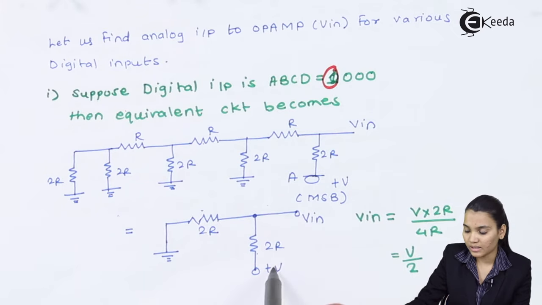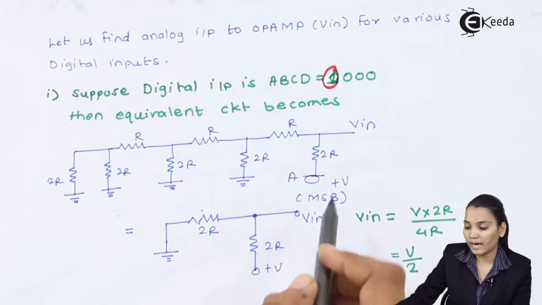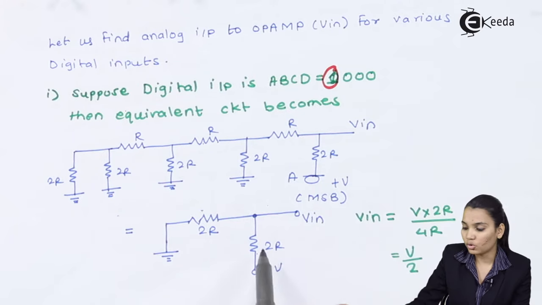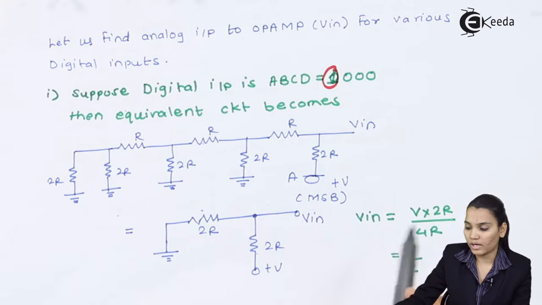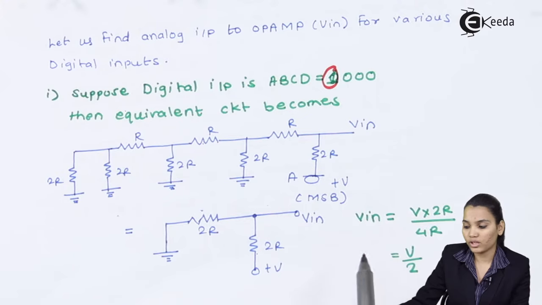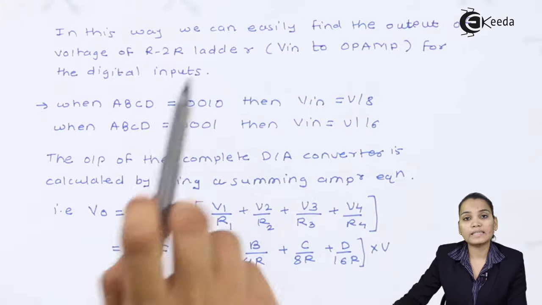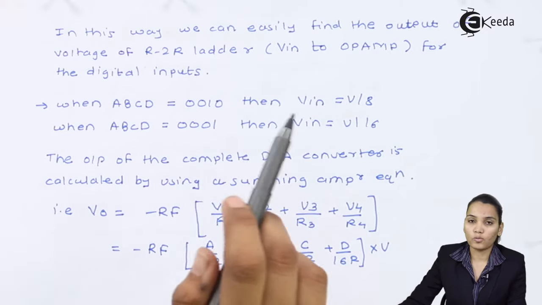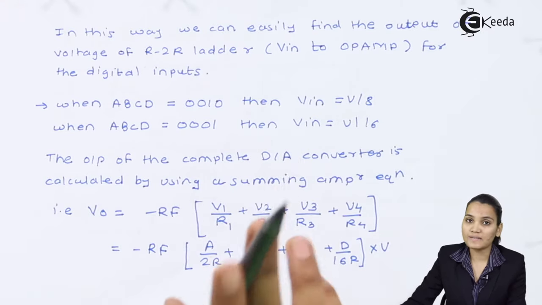What is V? V is the input voltage that we have given at the MSB A. V into 2R upon 2R plus 2R. Here we have applied the voltage divider formula, that is the output voltage is equal to the resistance 2R, and the voltage across that particular resistance, divided by the addition of the two resistances. So here it is 4R. After simplifying this, R will get cancelled and we get V by 2. Therefore V in is equal to V by 2. In this way we can easily find out the output of the R2R resistance network for the various digital inputs.